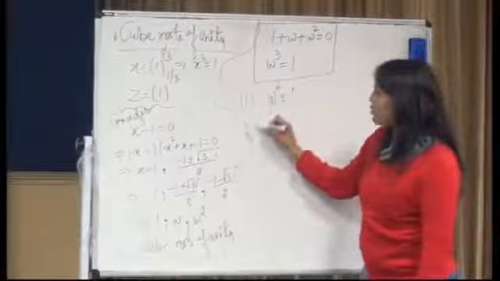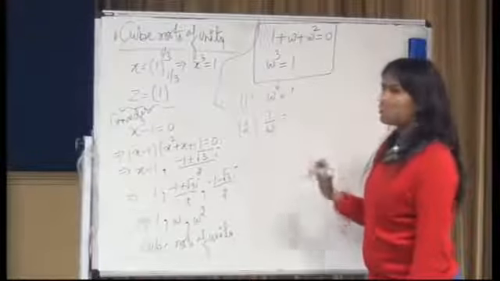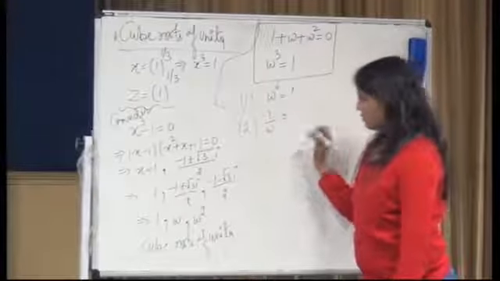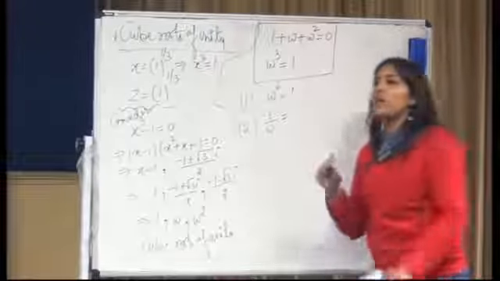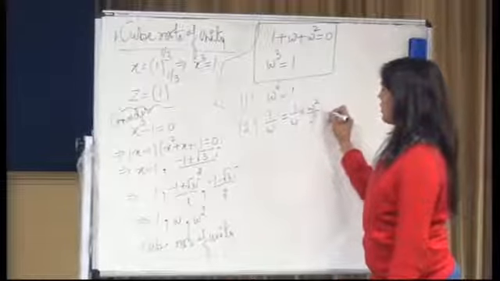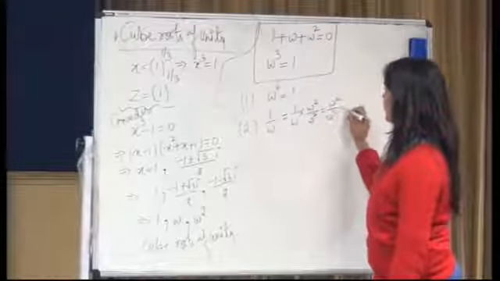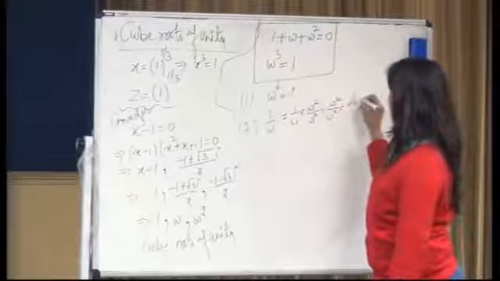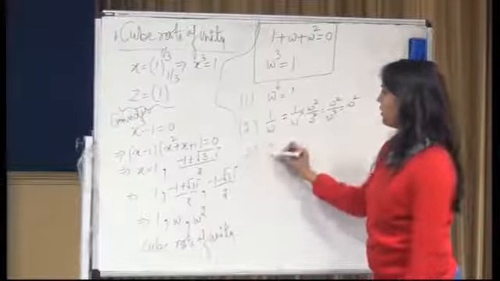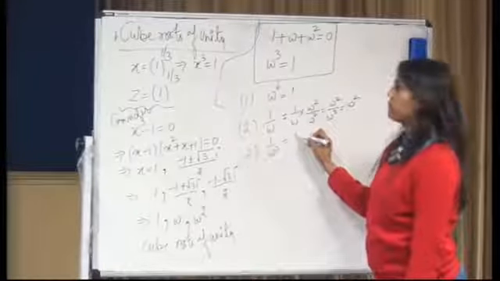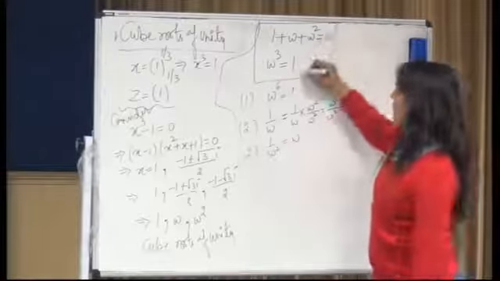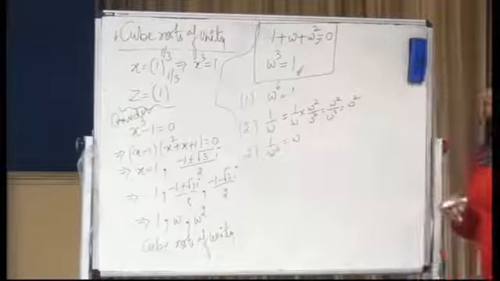Fine. If I ask you 1 upon omega, what value will this have? Just use omega cube. What I'll do is multiply this by omega square over omega square, so omega square by omega cube. So 1 upon omega is omega square. Now you can tell me 1 upon omega square easily. Be quick to answer. Omega. So with the help of these two properties, you can easily do it.